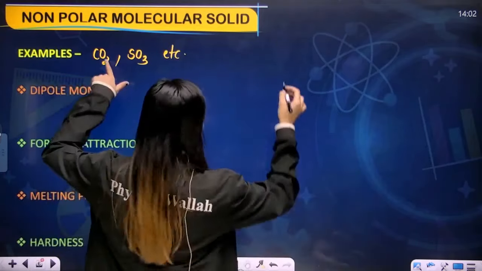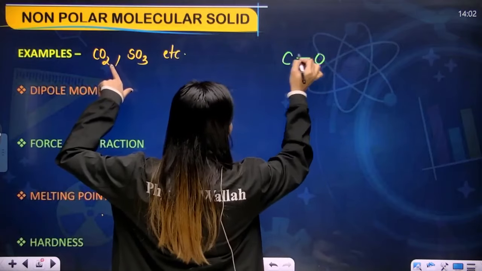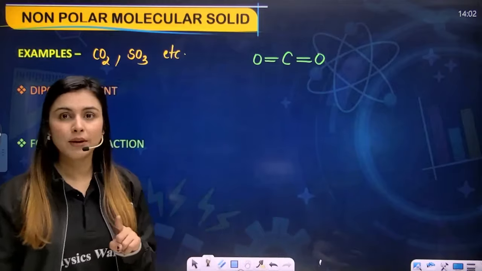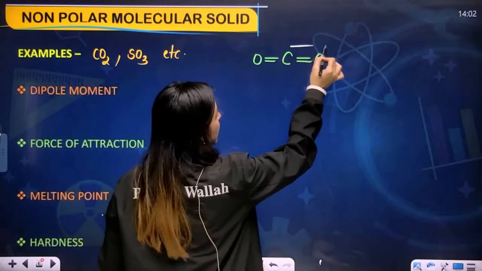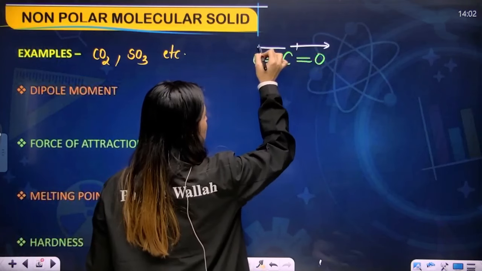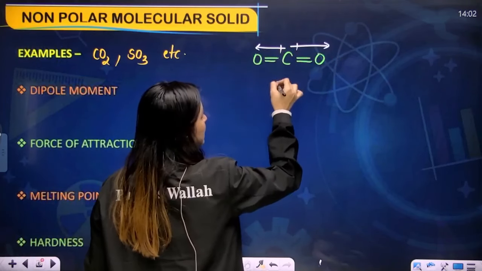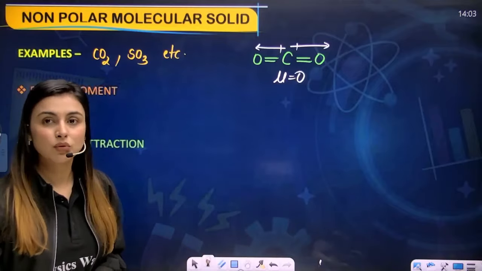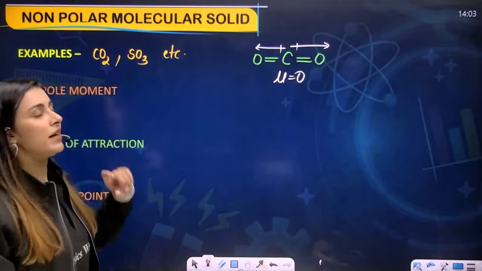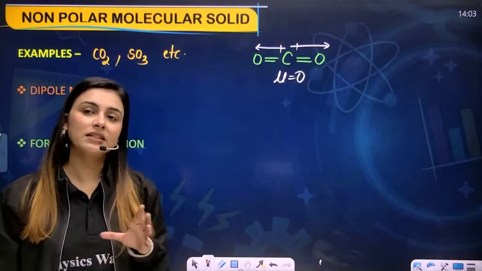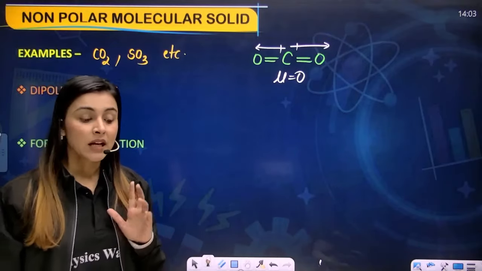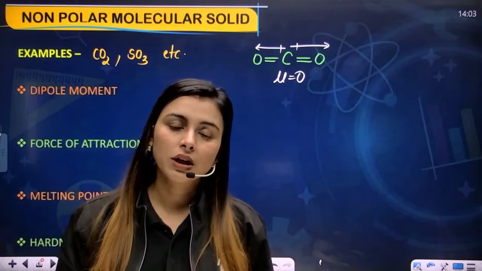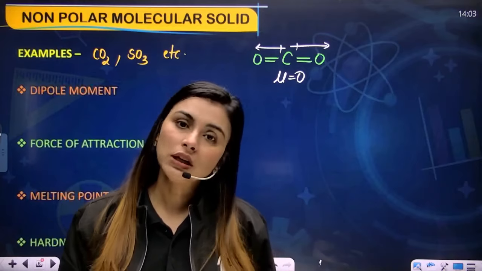If you talk about CO2, you have carbon here, a double bond over here, and a double bond over here. I hope all of you remember how to calculate the dipole moment. Since oxygen is more electronegative, the dipole moments point in these directions, and they cancel out, so your net dipole moment comes out to be zero. Similarly, SO3 is also a symmetrical molecule, and that is the reason it is non-polar in nature. So the molecules which are symmetrical in shape will be non-polar molecular solids.